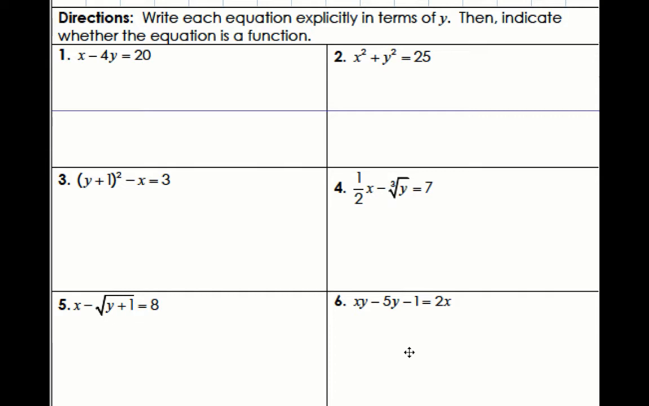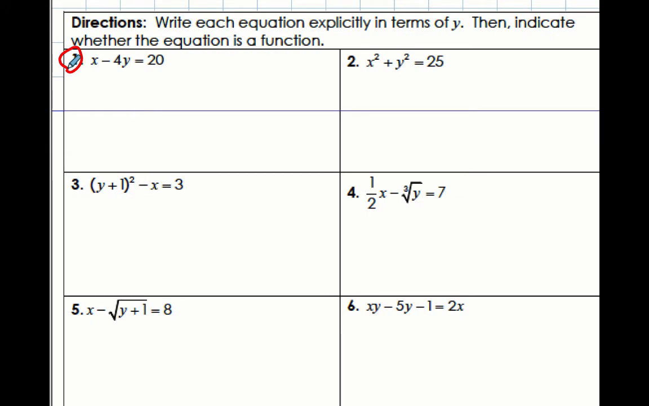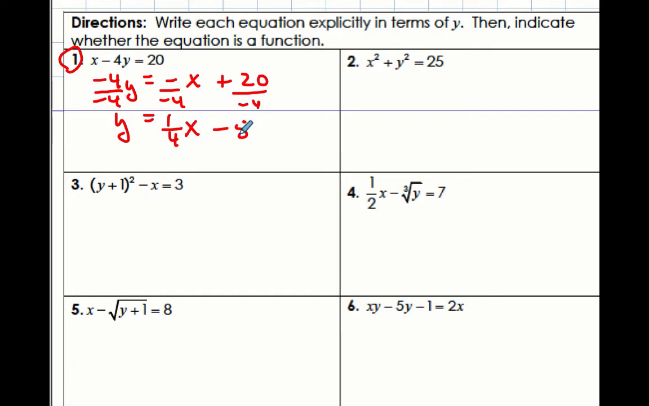So let's go ahead and do number 1. To get y by itself, first I'm going to subtract x from both sides, leaving me -4y equals the opposite of x plus 20. Now I'm going to divide each term by -4, which would give me, and I will write this one out for you, a negative over a negative makes positive 1/4 x. 20 divided by -4 is -5.